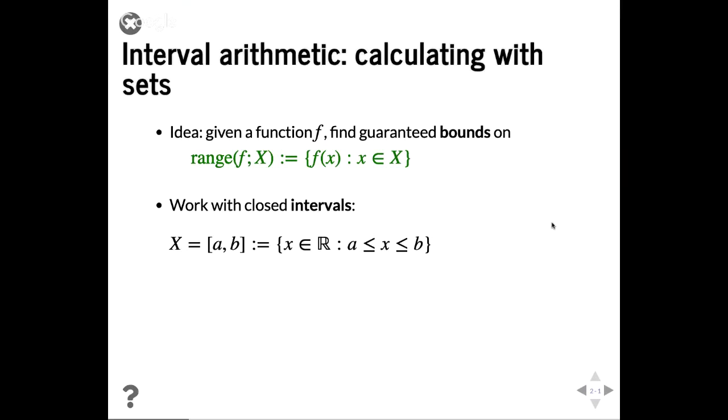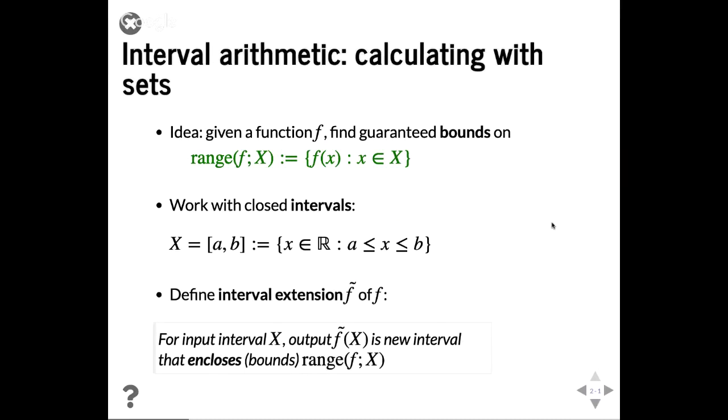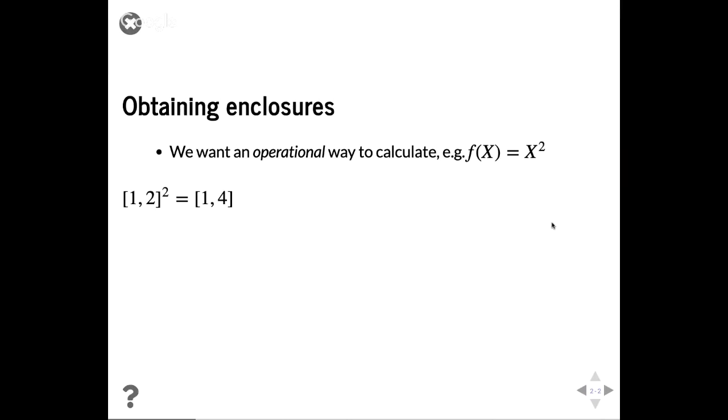So the goal will be for each elementary function f to define what's called an interval extension, which is, if I input an interval, I want to output a new interval which is guaranteed to bound f of x for all x in my interval. OK, so that's called an enclosure. How do I do that? So for example, let's look at the squaring function, a very simple function. If I have an interval x, I want to square that interval. What does that mean? It means calculate the squares of all numbers in that interval. So if, for example, I want to square the interval from 1 to 2, this is an interval, not a Julia array, an interval from 1 to 2, how do I do that?